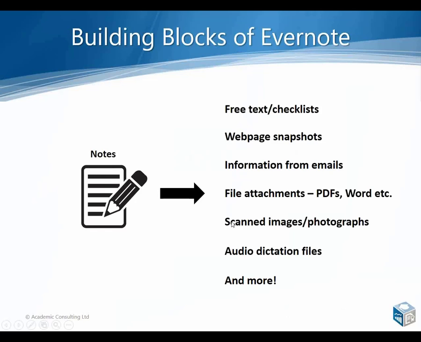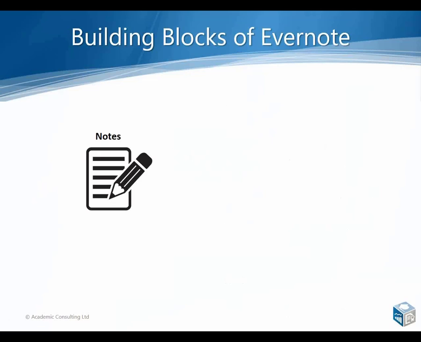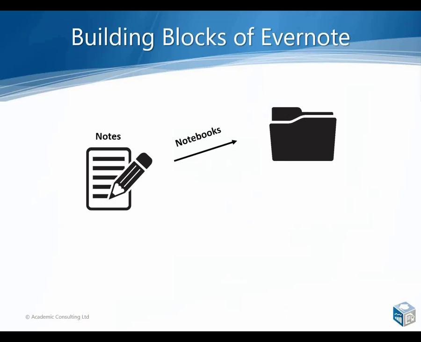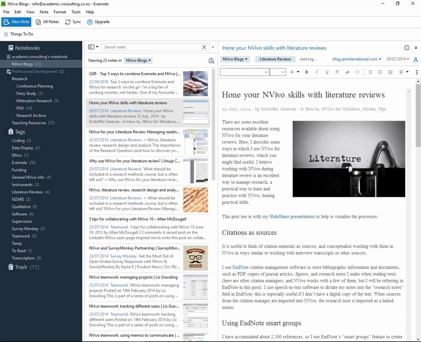Notes can be organised in a couple of different ways. Notes can be organised in Evernote notebooks, and if you think of notebooks, they're just like a folder on your computer. I'm sure you all use folders in your everyday computer work. Well, an Evernote notebook is pretty much the same thing. They can also be tagged, and think of tags like keywords. They're a way of describing the type of information in your account. Now that I've introduced you to the building blocks, let's jump across to Evernote itself.